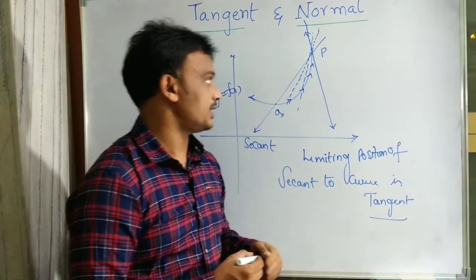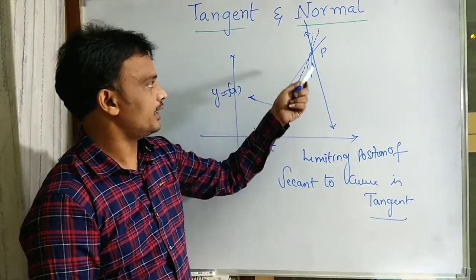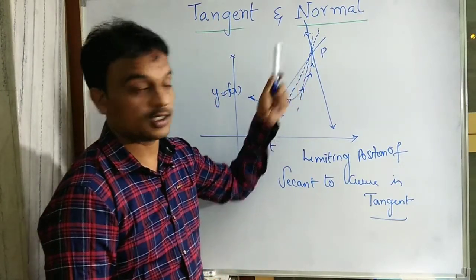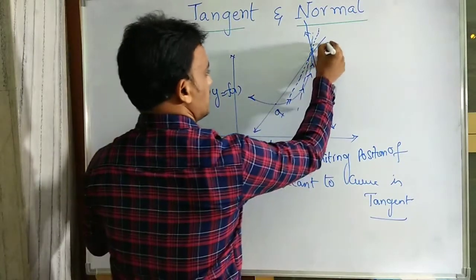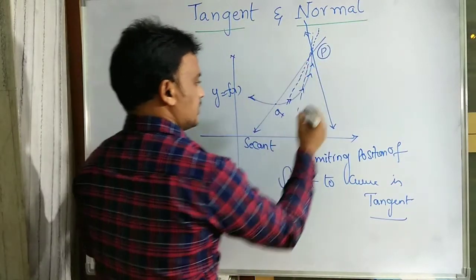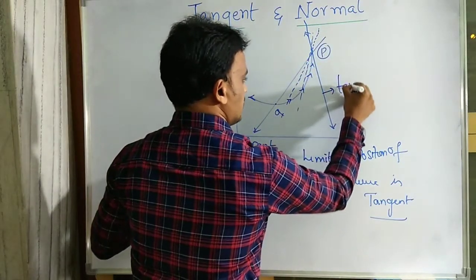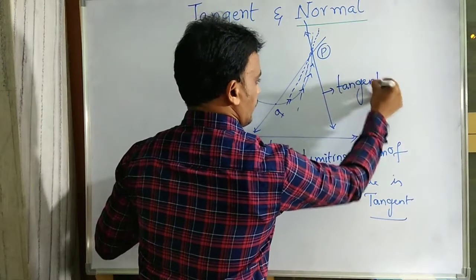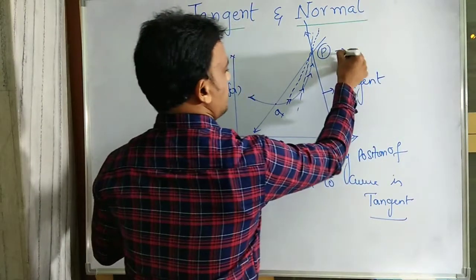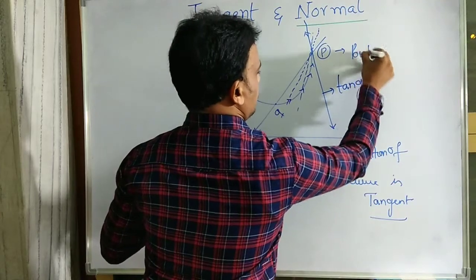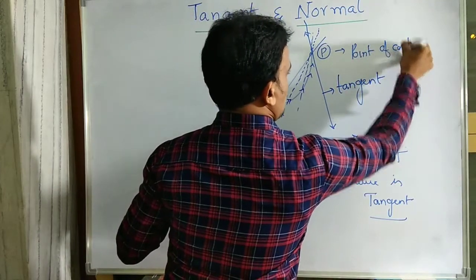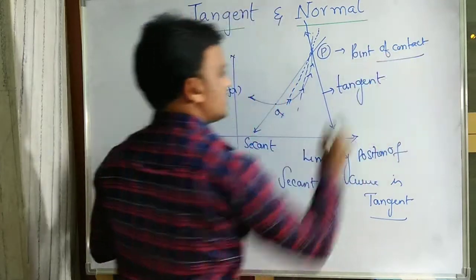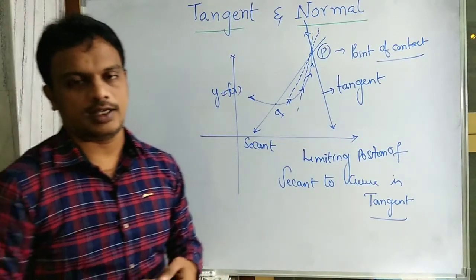What is the meaning of a tangent? A tangent is a line which touches the curve at only one point. Then in that case this is called a tangent. And particularly the point P is called the point of contact. So that is about the definition of a tangent.